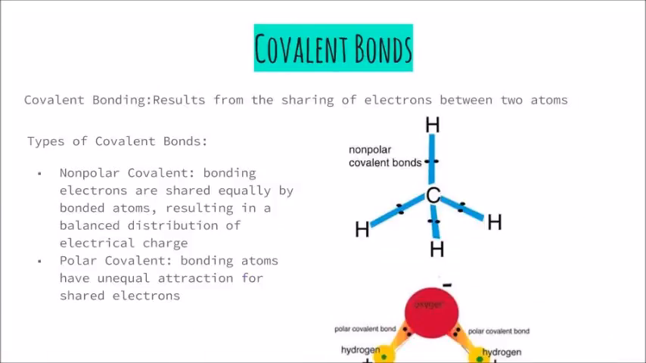Next up, we have covalent bonds. Covalent bonding results from the sharing of electrons between two atoms. There are two types of covalent bonds. We have nonpolar covalent and polar covalent. Nonpolar covalent has the bonding electrons shared equally by bonded atoms. This results in a balanced distribution of an electrical charge. On the other hand, we have polar covalent, which has the bonding atoms that have unequal attraction for shared electrons.